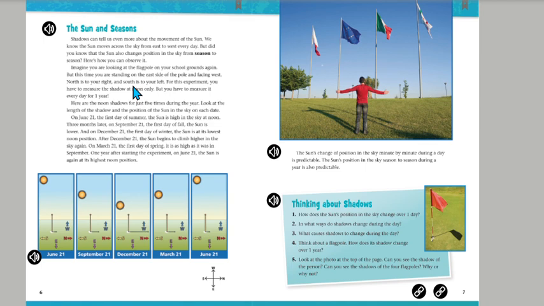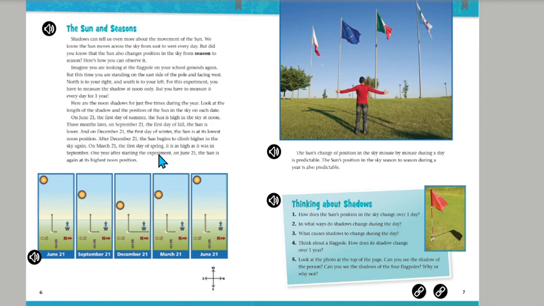Imagine you are looking at the flagpole on your school grounds again, but this time you are standing on the east side of your pole and facing west. North is to your right and south is to your left. For this experiment, you have to measure the shadow at noon only, but you have to measure it every day for 1 year. That sounds like a long-term experiment. Here are the noon shadows for just 5 times during the year. Look at the length of the shadow and the position of the sun in the sky on each date.